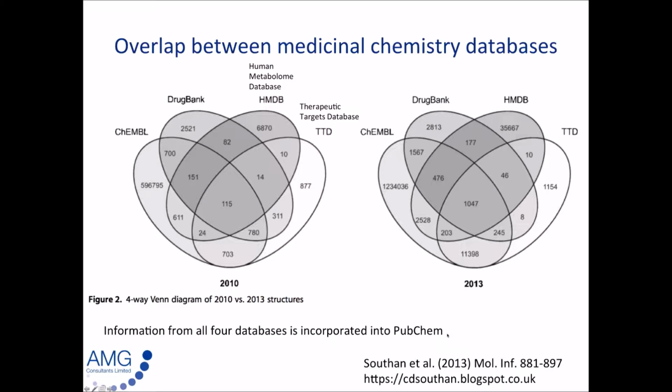I recommend, if you want to know more about the informatics behind this, go and have a look at Chris's blog, which is down here, and this information from the 2013 study is published in this paper here. I should also point out that ChEMBL has probably doubled in size since 2013, and the latest release is considerably larger than this.